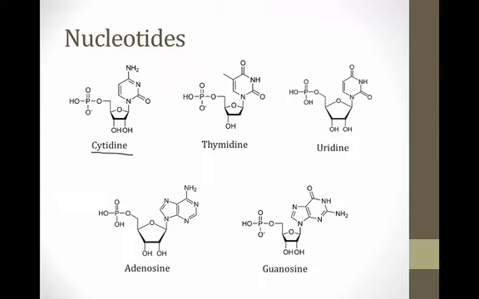So when cytosine is the base attached, it's called cytidine, and when thymine is attached, it's called thymidine, and when uracil is attached, it's called uridine, and all the pyrimidine nucleotides end in D-I-N-E. For a purine, once the base is attached, the nucleotide name ends in S-I-N-E. So when adenine is attached, it's called adenosine, and when guanine is attached, it's called guanosine.